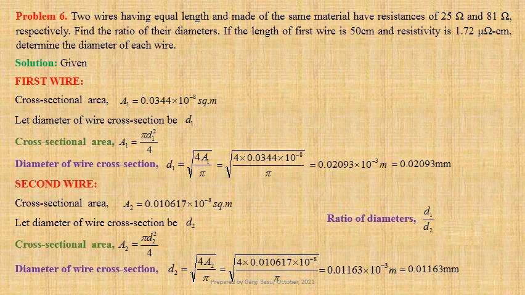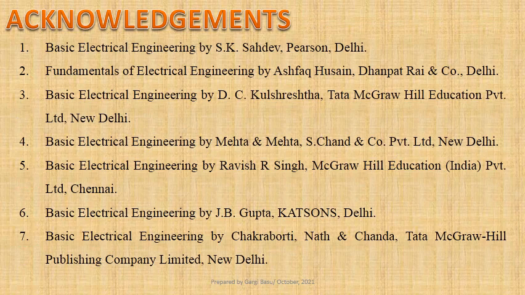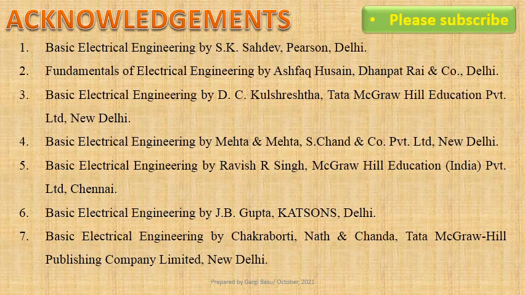D1 is to D2 equals 0.02093 is to 0.01163. That gives us 1.8 is to 1. So today we have solved a couple of numerical problems on resistance. By solving these problems, we have observed how change in length or cross-sectional area of a conductor affects its resistance.